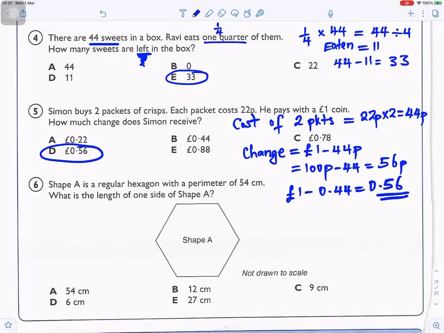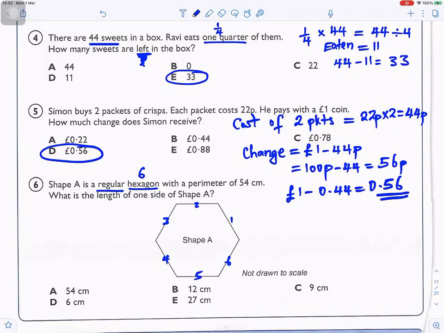Question number 6. Shape A is a regular hexagon with a perimeter of 54 centimeters. What is the length of one side of shape A? The diagram says not drawn to scale. That means you cannot just measure it. So a regular hexagon has 6 equal sides. So 1, 2, 3, 4, 5, 6. The word regular and hexagon means 6. Regular means the sides are equal.